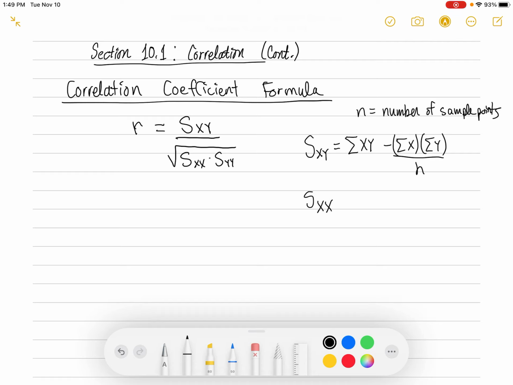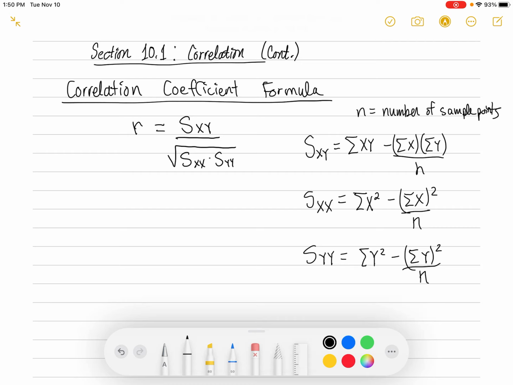Next, we have SXX. That's the next thing that shows up in the denominator of our formula. So what you do for that, you take the x's, square them, add those up, then subtract the sum of the x's squared divided by n, where n is the number of sample points. And then SYY, you take y, square that, add those squares up, subtract the sum of the y's squared divided by the sample size n.